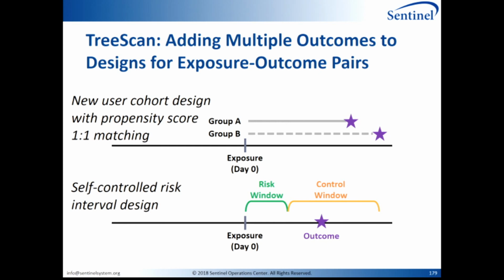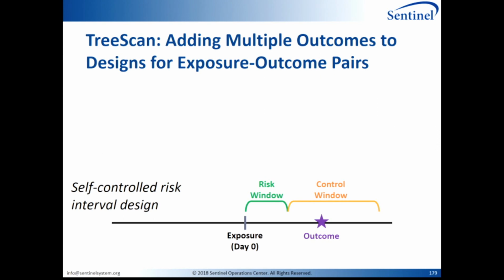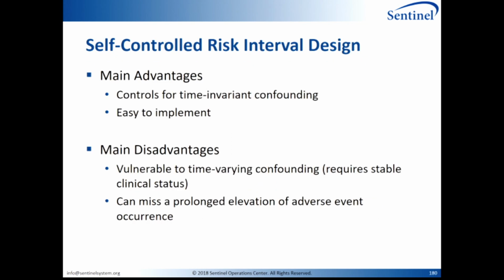So back to this diagram to specify that we, in fact, use two different designs with TreeScan. We use the one-to-one propensity score match design, and we also use the self-controlled risk interval design. And I'm going to talk to you a little bit today about the self-controlled risk interval design. So that's going to be what we discuss in terms of specifications. And you'll see a lot of overlap with everything that you just learned about this morning with Justin.